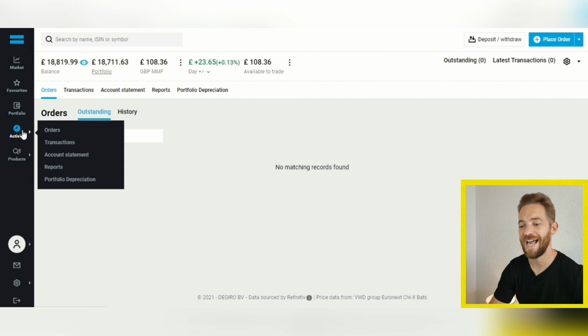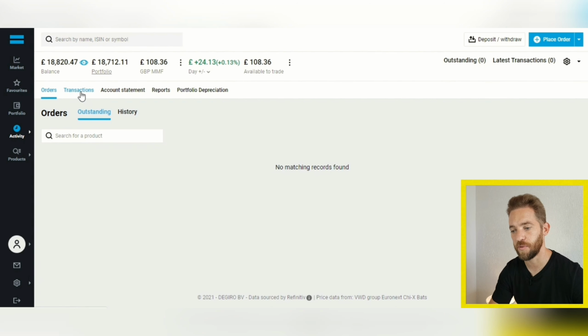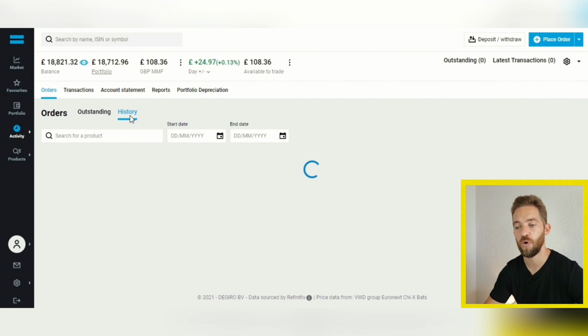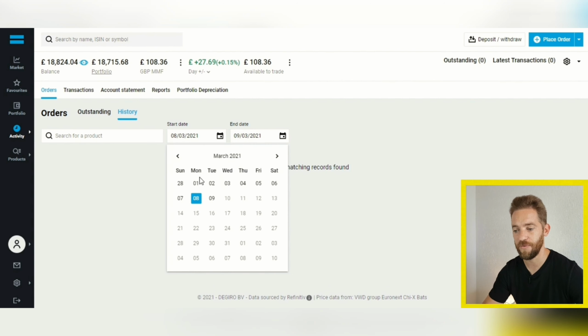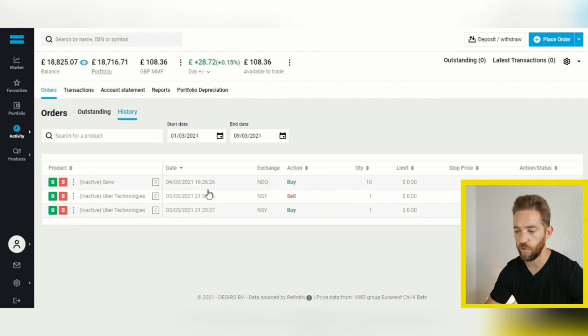I've now moved on to the activity tab, and you can see we've got a number of subsections in here. Orders, so any orders that you made for particular stocks or warrants or options or whatever it might be will be detailed in here. If I had made orders that haven't been filled yet, they would be displayed here on this screen. But if you want to look at orders that you made in the past, you can switch across to history, and then you can date range, and it should show us any orders that you made.